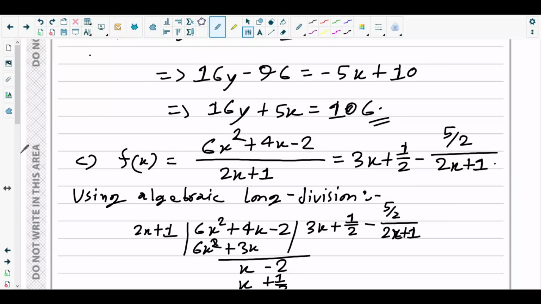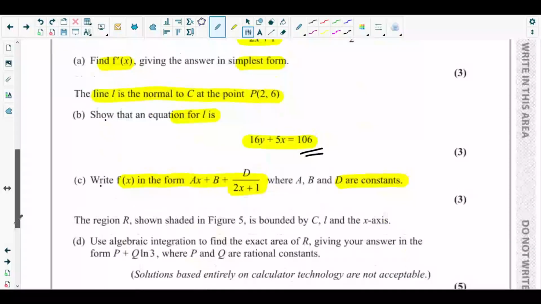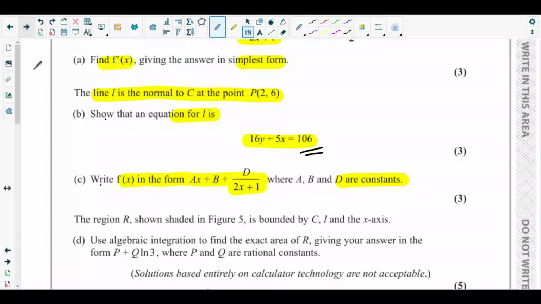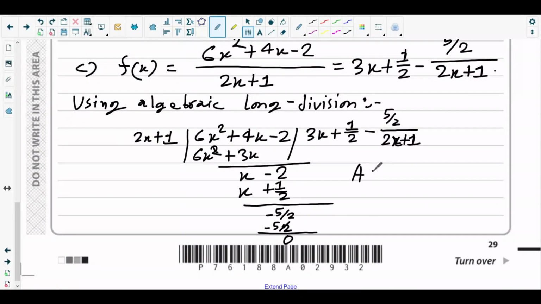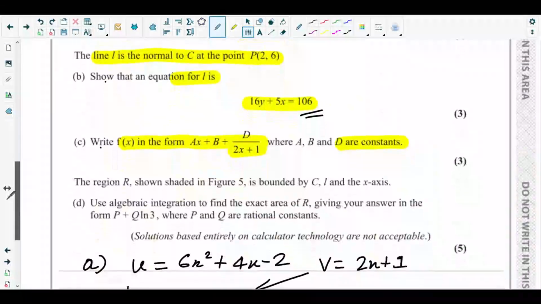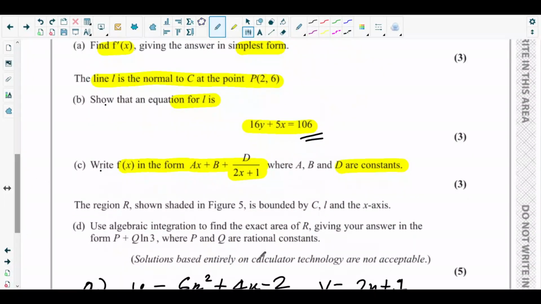Okay, so the values that they wanted for a, b and d: the value for a would be 3, b would be half, and d would be negative 5 over 2. That's it, done. That's what part C of question number 9 has asked for.